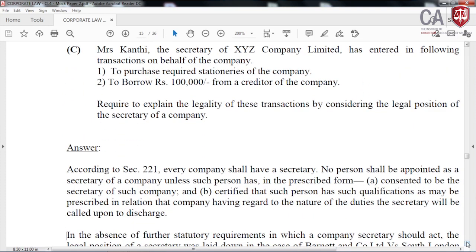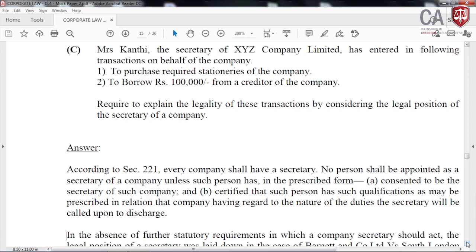Now, then I would like to take the other one, C, also consisting of 2.5 marks. There Mrs. Kanti, the secretary of XYZ Company Limited, has entered into the following transactions on behalf of the company. First, to purchase required stationery of the company, and then to borrow 100,000 rupees from a creditor of the company. You are required to explain the legality of these transactions by considering the legal position of the secretary of a company.